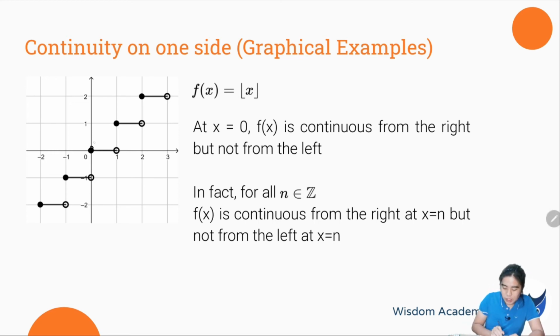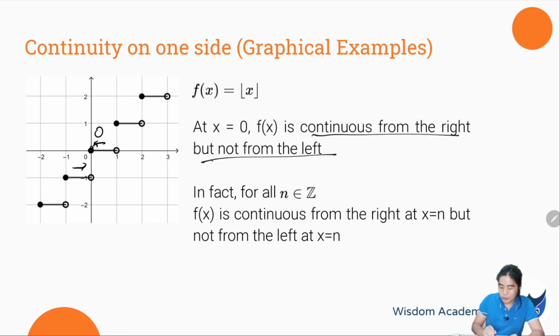So kung sa x equals to 0 tayo titingin, from the right, makikita natin na yung limit niya is equal to f of 0, kasi yung limit from the right is equals to 0. Tapos yung value niya at f of 0 is equals to 0. Pero from the left, makikita natin na yung limit ay equal to negative 1. So, hindi siya continuous from the left.